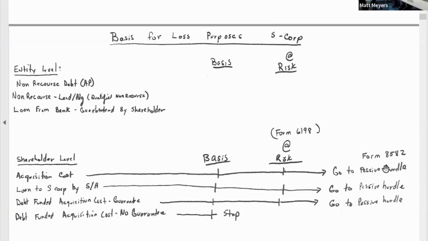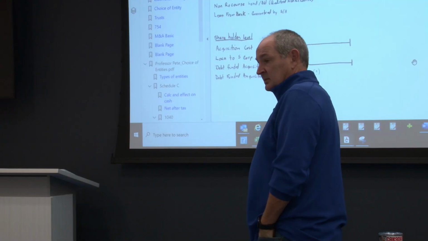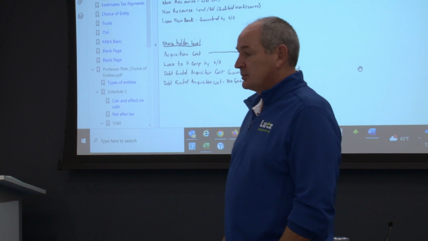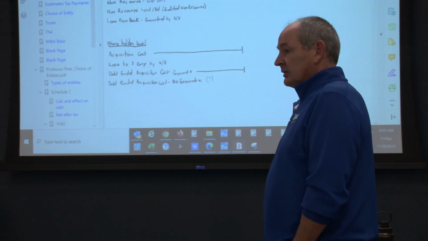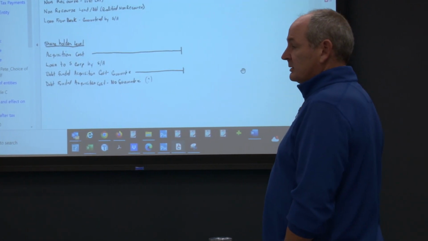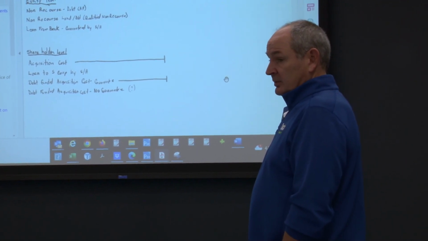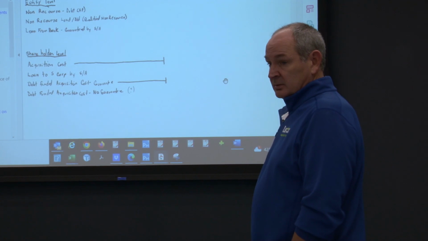Basis for distribution purposes for the S Corp. Well, the only thing you got is acquisition cost and debt funded acquisition cost. S Corps are wildly, wildly more inflexible and less forgiving. But in exchange for that inflexibility and being less forgiving, they're more predictable and they're easier to think about.